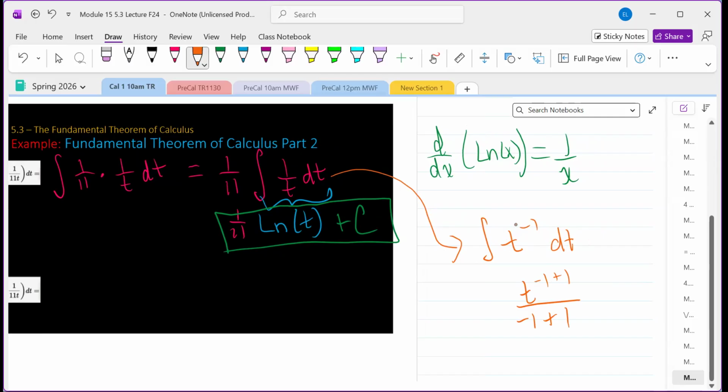So if you're ever not paying attention and you do the power rule and you get a divide by 0, that's the oh, wait, rewind. This is the one power rule case that I don't use the power rule. So that means it's my natural log scenario.